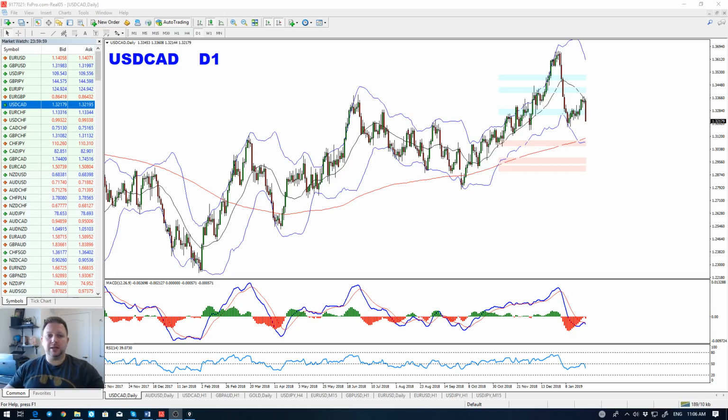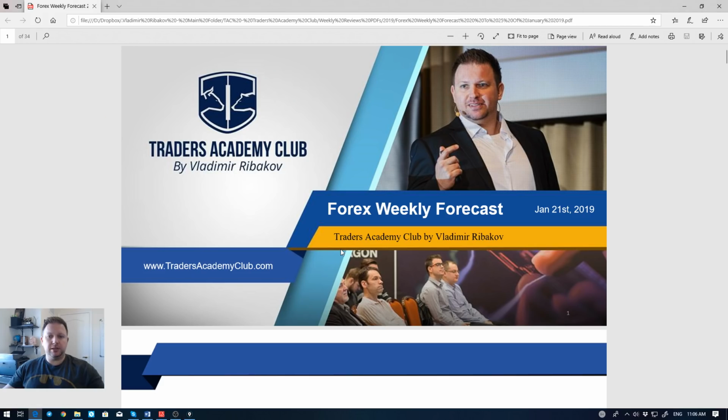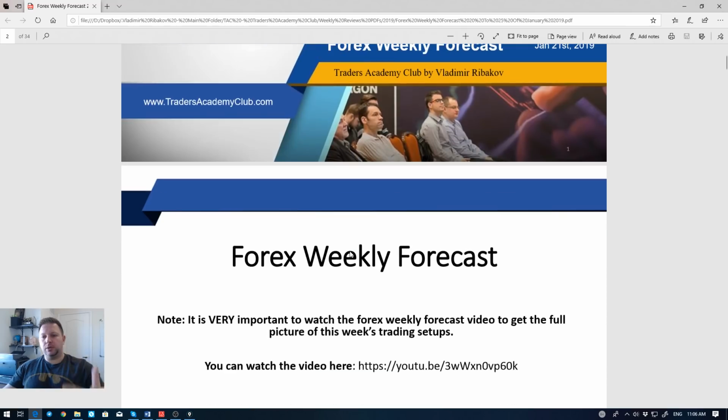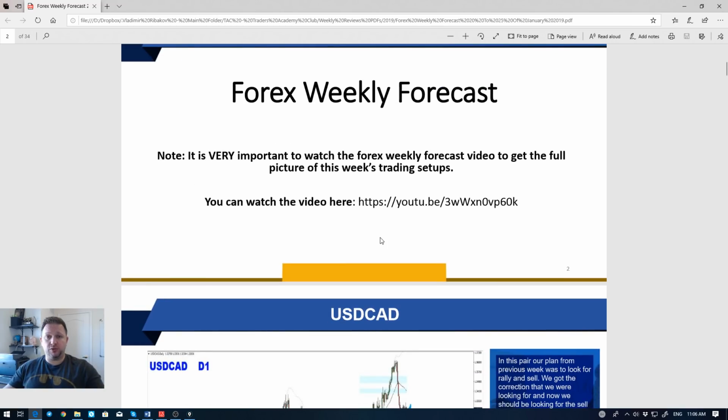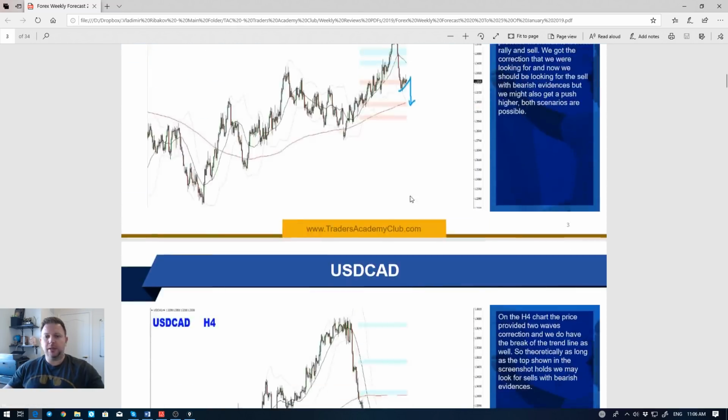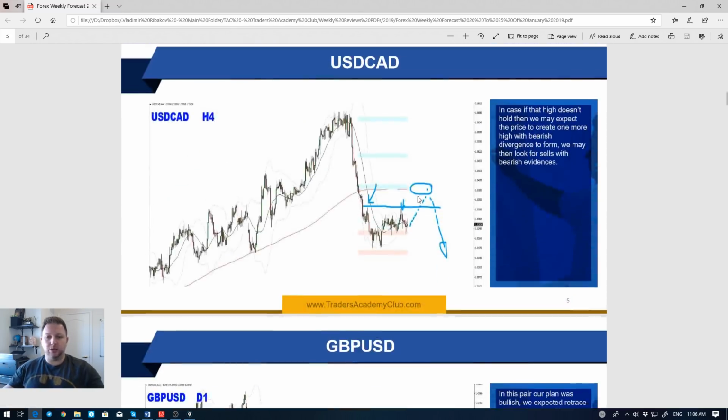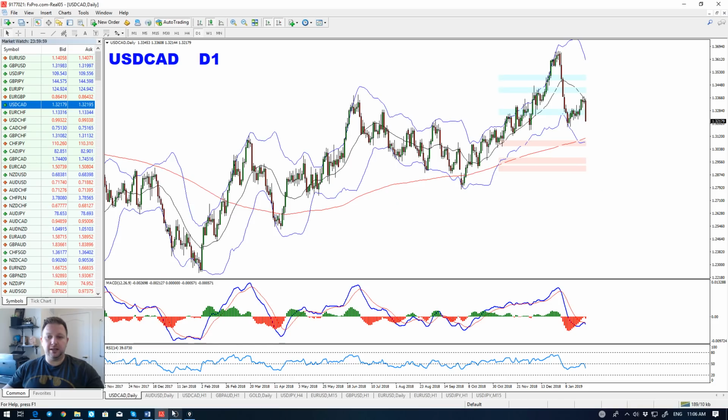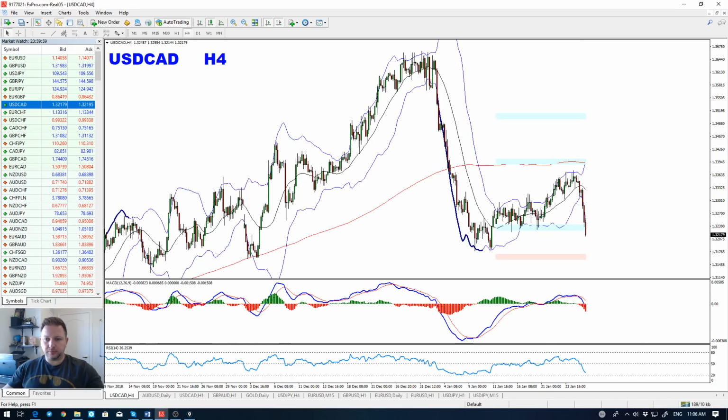So let's begin. As always, we go through the weekly summary of the previous week review. We check what works for us, what not, what invalidates, and what has to be updated. So the first one we had in our mind was the dollar Canadian. We wanted to see that rallying, clearing this stop loss area, and start looking for the sell setups from this wonderful zone, right? So we cleaned the stop losses, and right here we were looking for the bearish evidences.